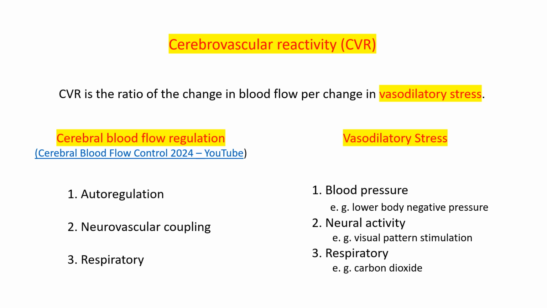Consequently, there are several ways of providing a vasodilatory stress by stressing these three control systems. However, the most practical stressor is carbon dioxide, CO2, which acts to produce vasodilation by its action on vascular smooth muscle.